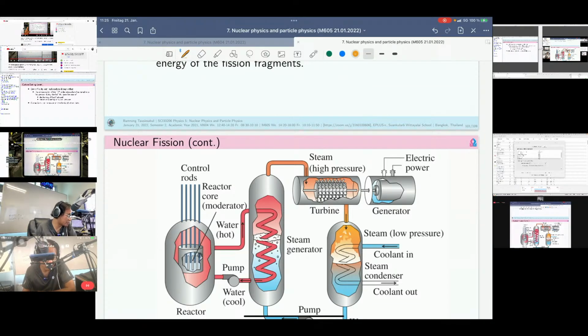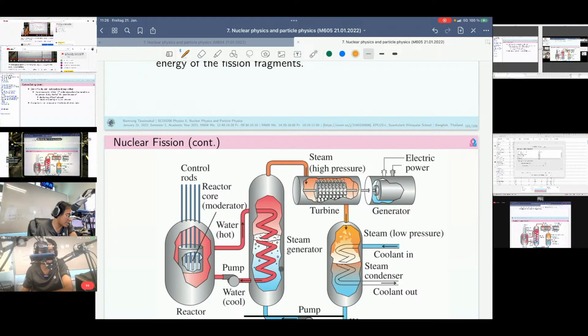We use water here inside this one because after the fission, energy is released, which is the kinetic energy of the daughter nuclei or the fission fragments. Once the fission fragments move with that energy, they transfer the energy to the water, and the water is hot, and now the water flows through this pipe. Please note that this is special water. We don't let it touch any water inside the steam generator.